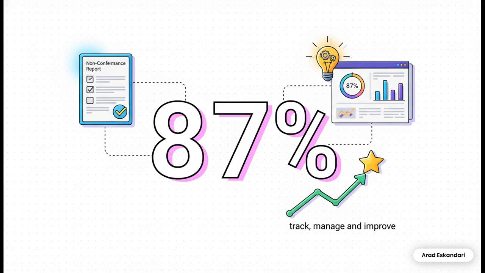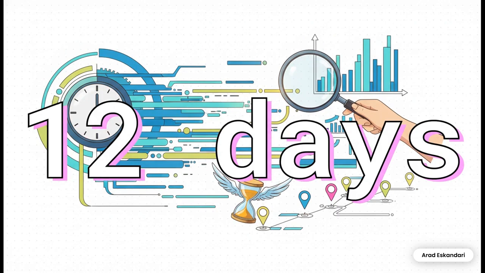You know your non-conformance report closure rate is exactly 87%. It's no longer just a gut feeling. It's a hard fact. It's a number you can now track, you can manage, and you can actively work to improve. You also know that on average, it takes 12 days to close an issue.